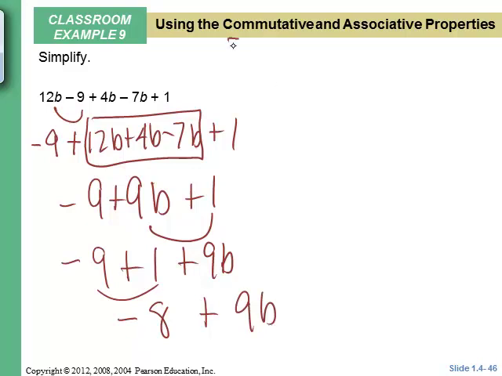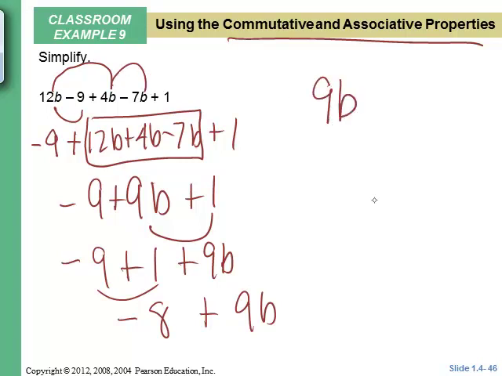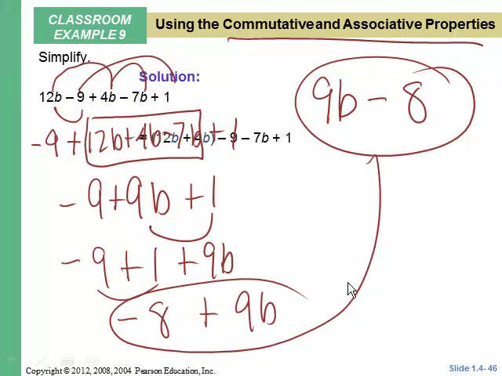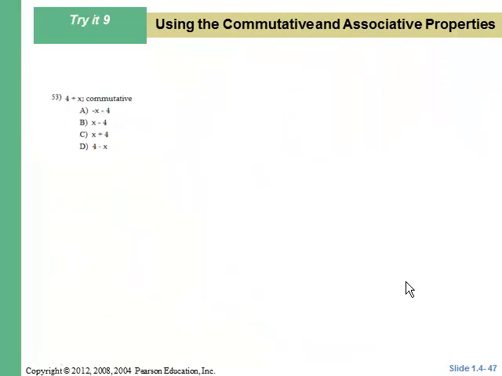Now we actually do most of this work in our head. We would actually say 12b plus 4b is 16b minus 7b is 9b. Negative 9 plus 1 is negative 8. Notice these two are the same thing because of that commutative property that we were using. Let's look at the next one. You try this.